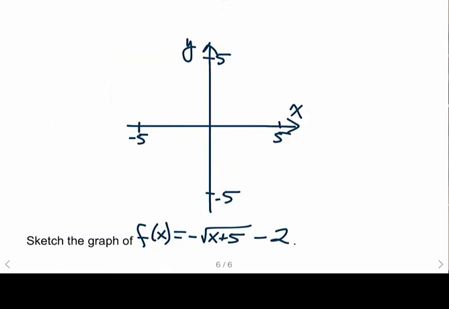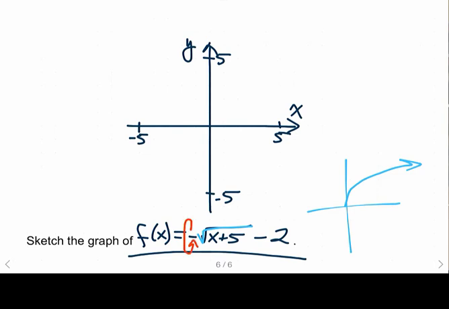Sketch the graph of f(x) = -√(x + 5) - 2. See if you can think of the parent function and apply the transformations that we've seen. Okay, the parent function is the square root function. As I recall, that has a shape of half of a parabola on its side. I see that the whole thing is reflected upside down, and is translated to the left by 5 units and is translated down by 2 units.